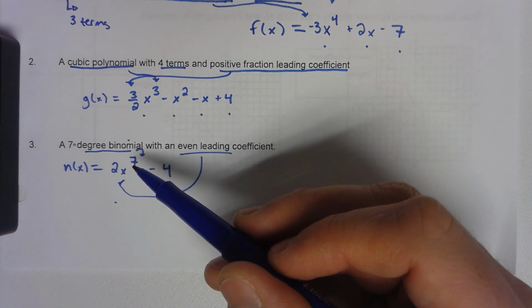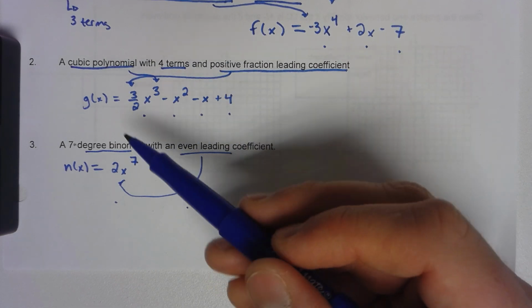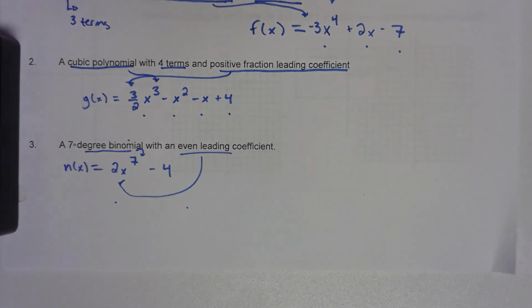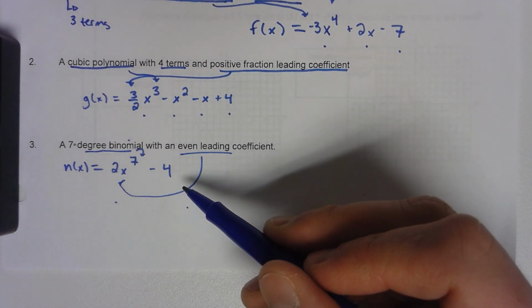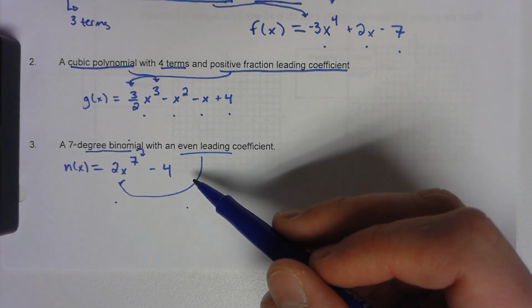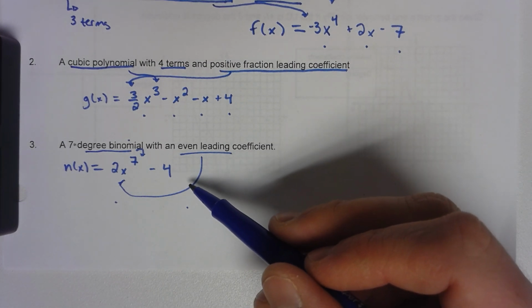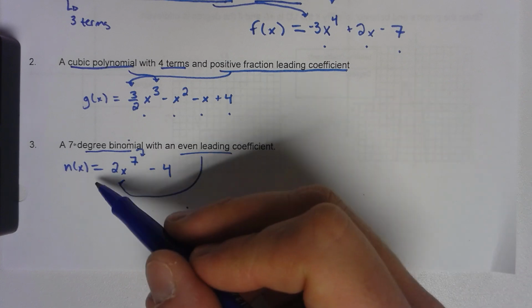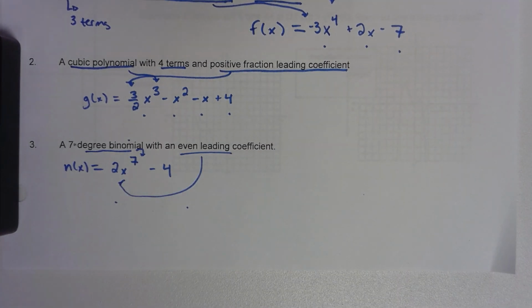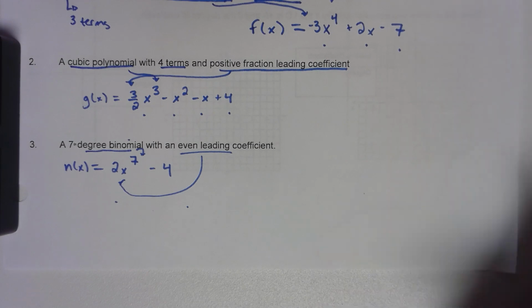7th degree means the largest exponent is 7. Binomial meaning only 2 terms. So you could put x to the 6th, x to the 5th. It doesn't matter. The second term can be whatever you want it to be. And then an even leading coefficient, so the number in front of the x to the 7th, some even number. Cool? All right. Go ahead and flip the page.